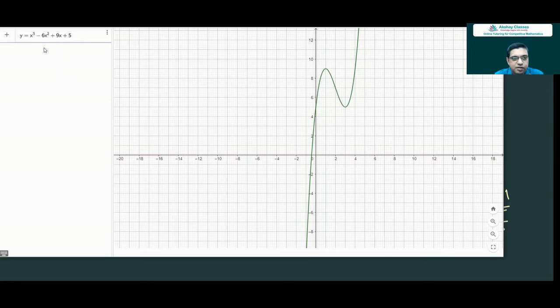Generally, it's a cubic function. Remember, when the cubic function has a positive coefficient of x cubed, the highest degree term, as we go to the right, the function goes to plus infinity, and as we go to the left, the function goes to minus infinity. Generally, there will be two stationary points where the derivative is 0.